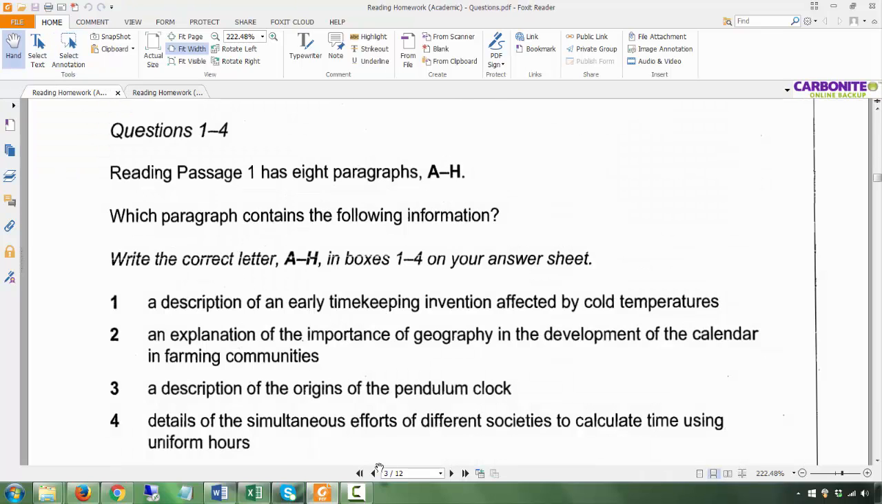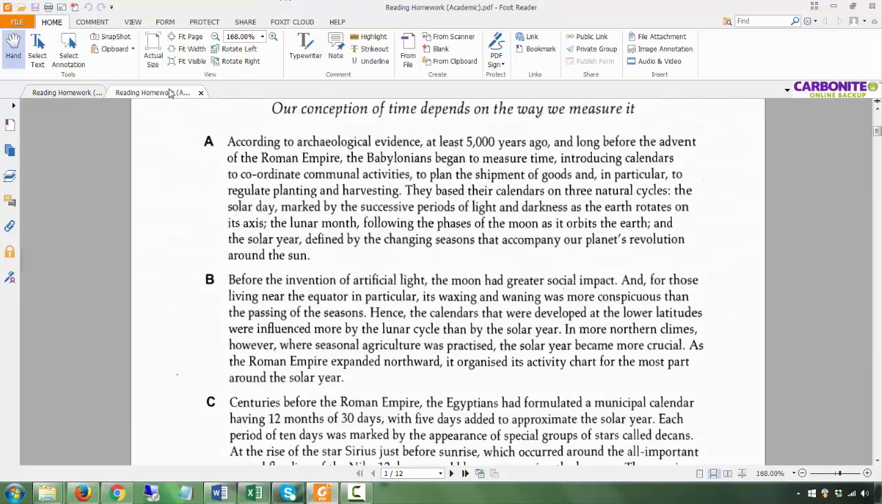Next, a description of the origins of the pendulum clock. So keywords: origins. What does origins mean? The beginning, okay, when it started, and of course the pendulum clock is a pendulum clock. If you're not sure what that means, just go and Google it and look at the image, and you'll see a pendulum clock. So number 3, it's going to be in paragraph F, right?